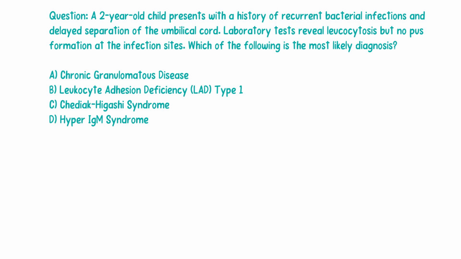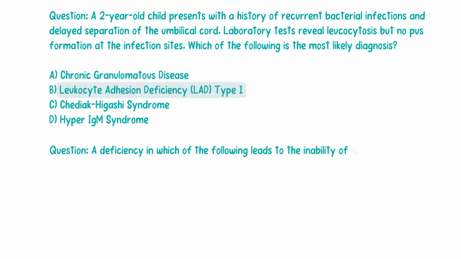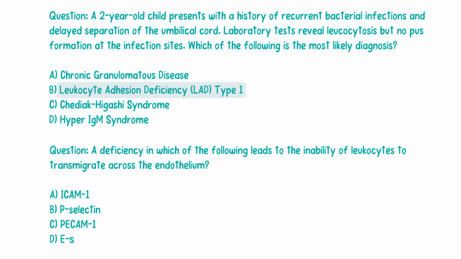The answer to this question is, of course, leukocyte adhesion deficiency type 1. Question number 2. A deficiency in which of the following leads to the inability of leukocytes to transmigrate across the endothelium? Here are the options. The answer to this question is PECAM-1.